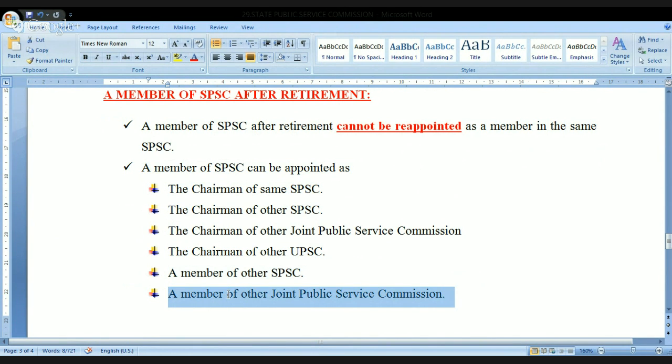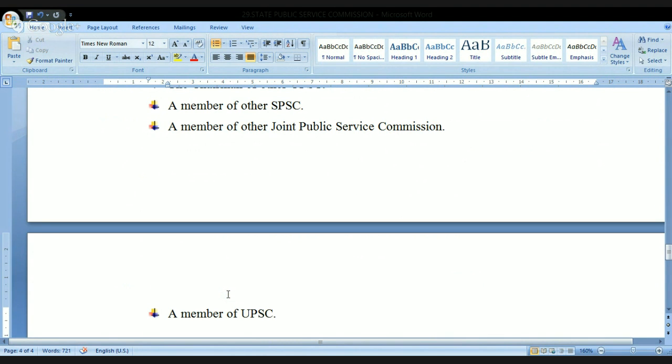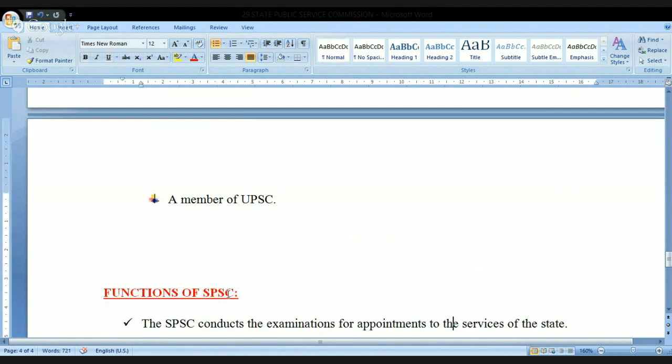Kindly read these points very clearly. They focus in the examination only on these points, right? Or he can be appointed as the member of the UPSC.